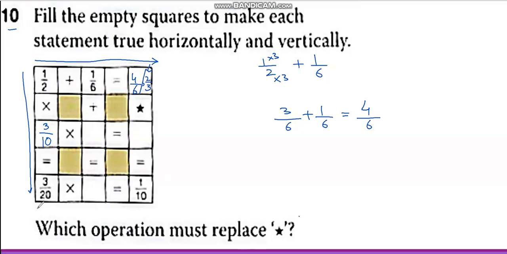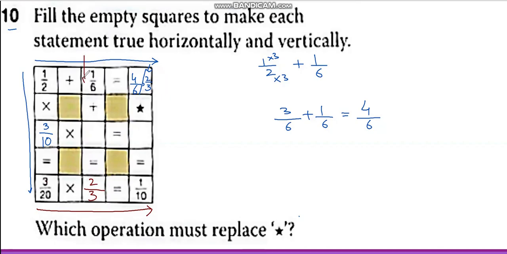Now if we complete this bottom row, it says that 3/20 is being multiplied with some number and we are getting 1/10. So definitely this time we need to multiply it with 2/3. Because if we multiply with 2/3, we get 6/60, which after simplification, the 3 and 3 will be cancelled and 2/20 will be simplified as 1/10.